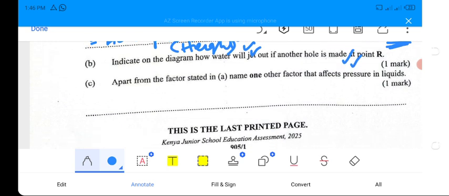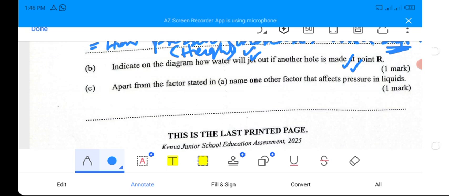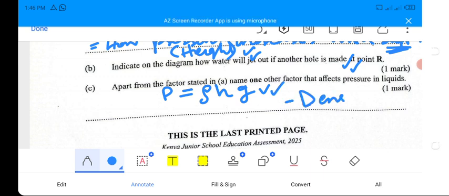Apart from the factor stated above, name one factor that affects pressure in liquids. When it comes to factors affecting pressure in liquids, it comes with the formula which says pressure is equal to rho, which is density, times h, which is height, times gravity. The factors that affect pressure come from this formula. The first factor is density, given by rho. The second one is height. Then the third one is gravity.